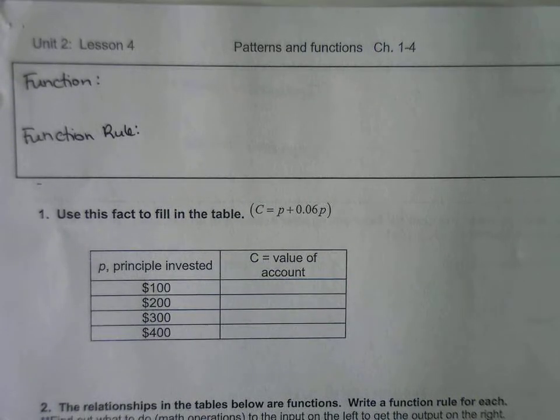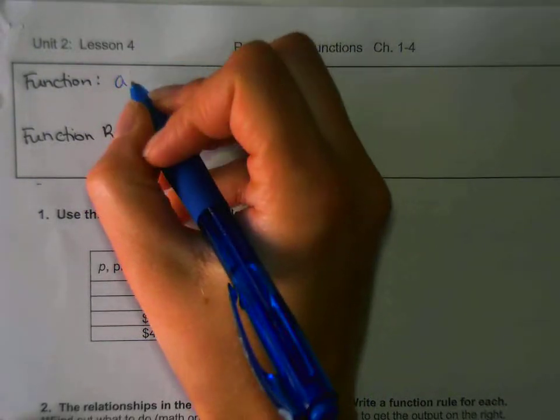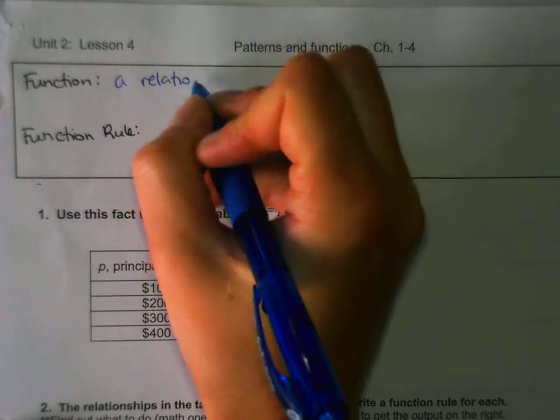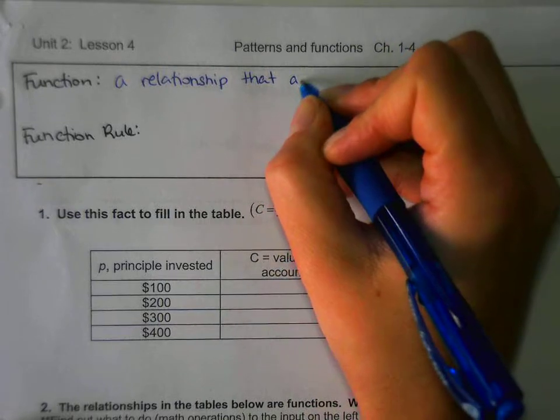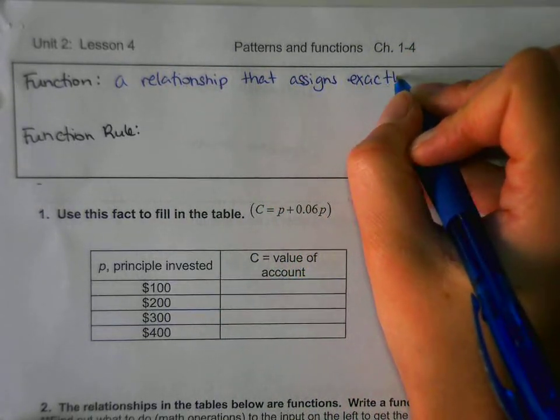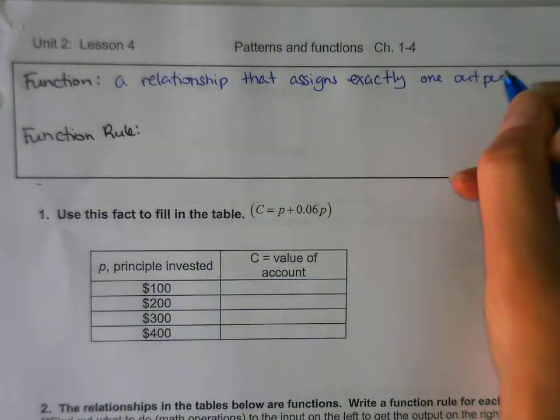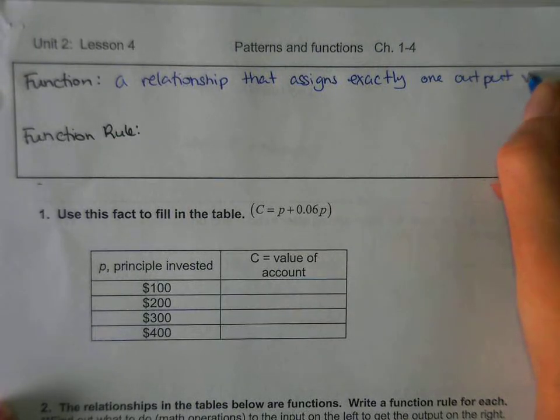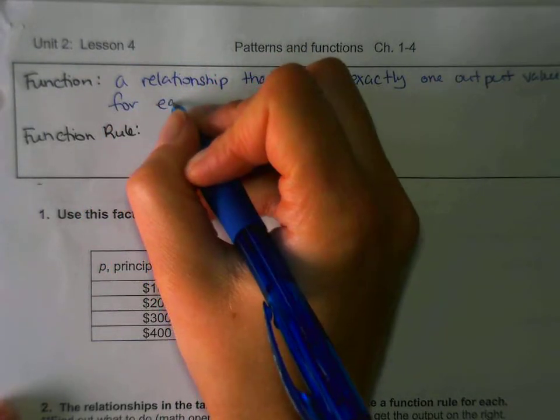Today we're going to be looking at patterns and functions. So a function is a relationship that assigns exactly one output, which is the value of y, for each input value, which is x.